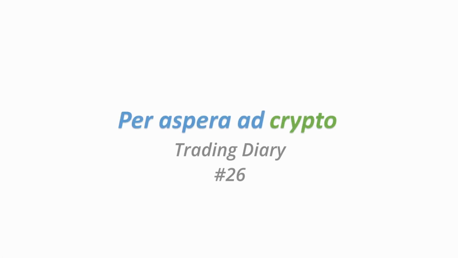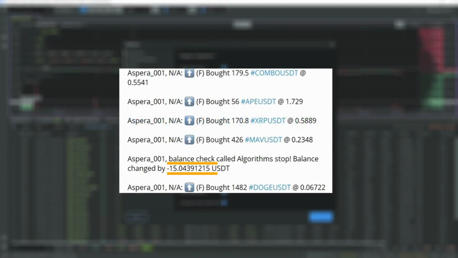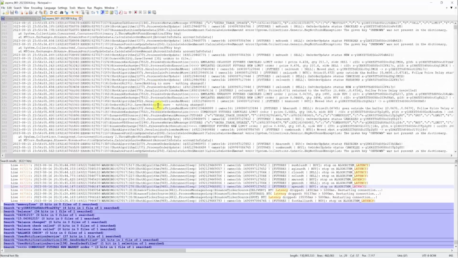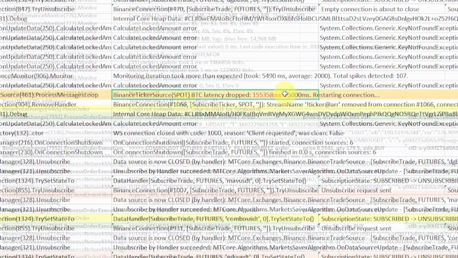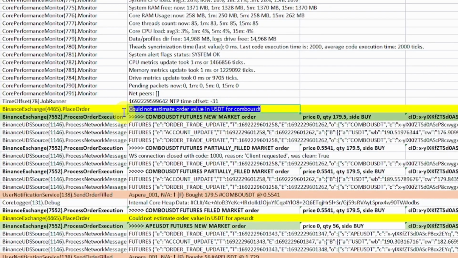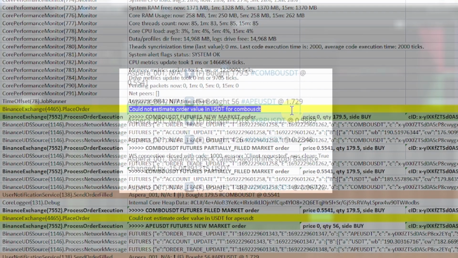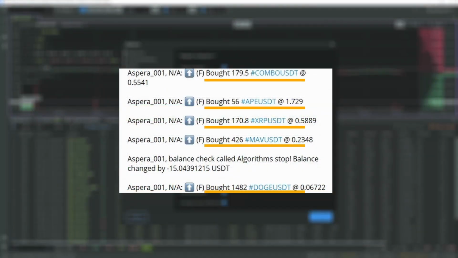Hi everyone. Today we're following up on the previous video where I have magically lost 15 USDT, and the only clues about what happened could be found in the core logs. Essentially, there seemed to be a communication problem between the core and Binance. The core lost control of order placement and movement for a while, and 5 open positions were orphaned.